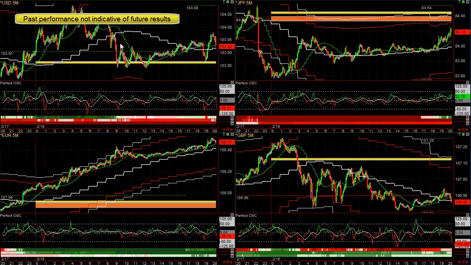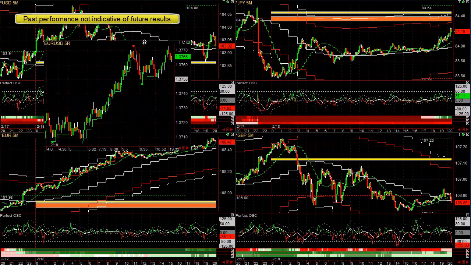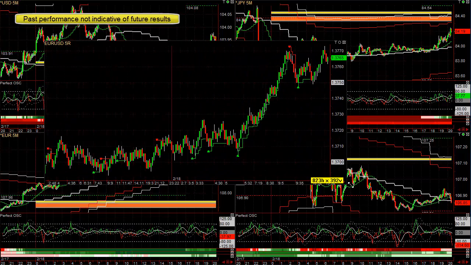And basically, in a nutshell, you just want to buy the strong currencies versus the weak and sell the weak versus the strong. And for those of you who don't want to have to learn how to trade, you can just take our Forex signals.